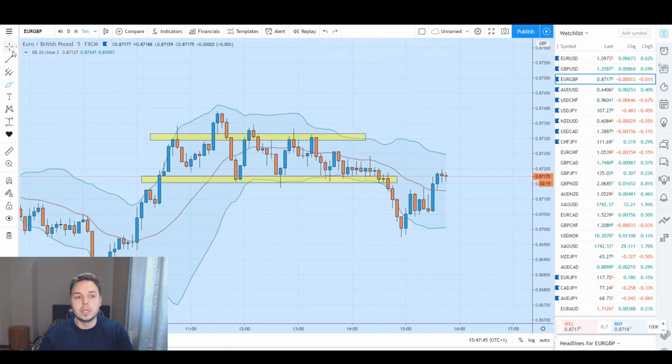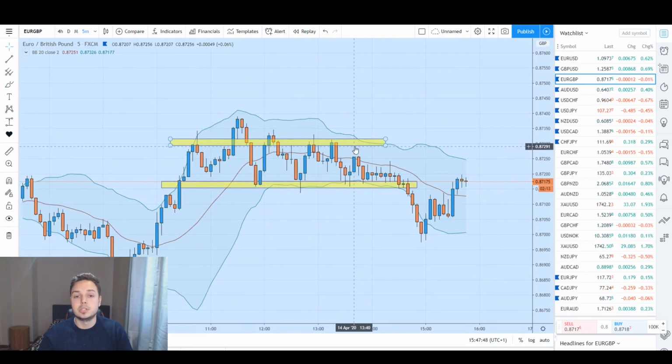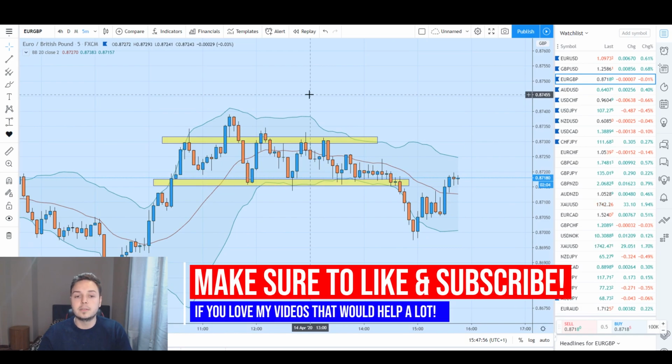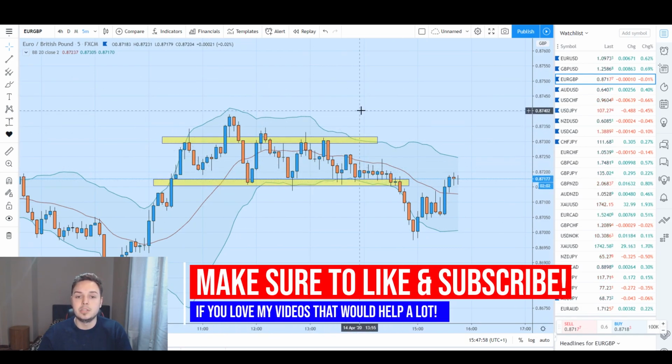So what do I have over here? I have currently established support and resistance areas, right? This is the resistance area. This is the support area, clearly. So what do we need? Well, the confidence factor for us is these Bollinger Bands. It's just another indicator showing price differently, right?